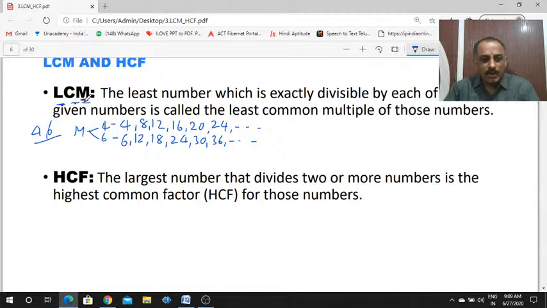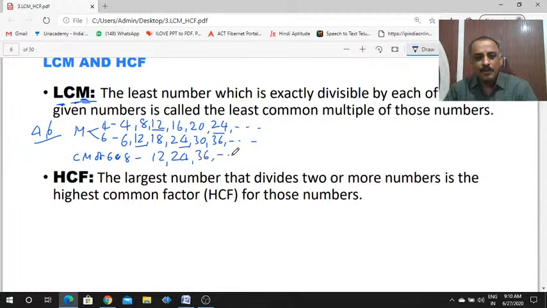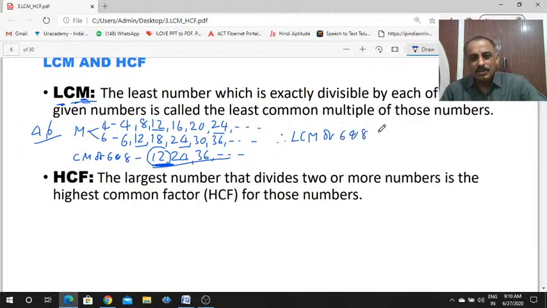Now take the common multiples out of these. What is the common number? 12 is a common number. 24 is a common number. The next, 36 also, is a common number. These are all common multiples. Out of these common multiples, what is the least number? 12 is the least number. Therefore, the least common multiple of 4 and 6 is 12.